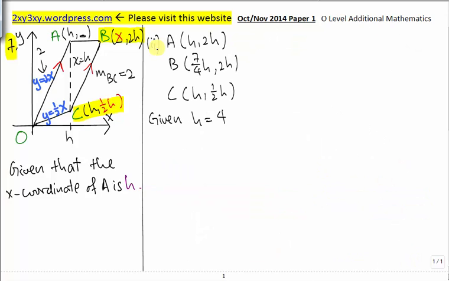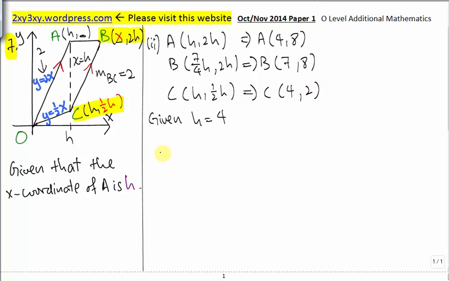For question 7 part 2, we are given that h takes the value of 4, and from there we are going to find the area of the trapezium OABC. Okay, let's find out the value of each coordinate first when h is 4. When h is 4, that implies that the coordinate of A is (4, 8), B will be (7, 8), and C will be (4, 2).